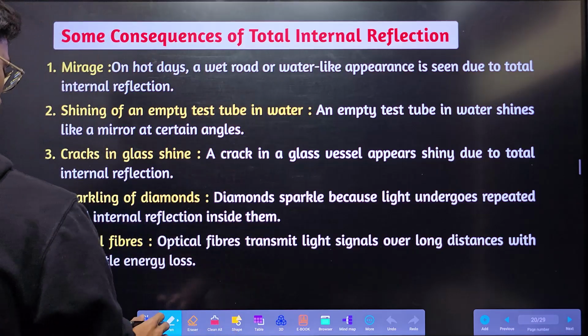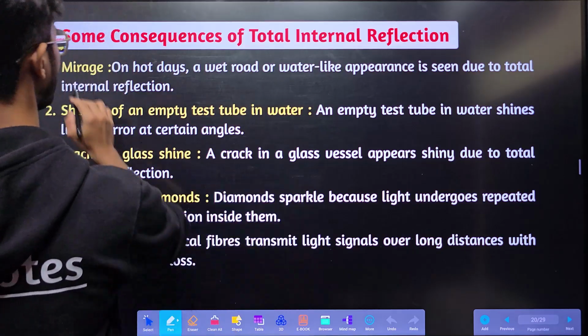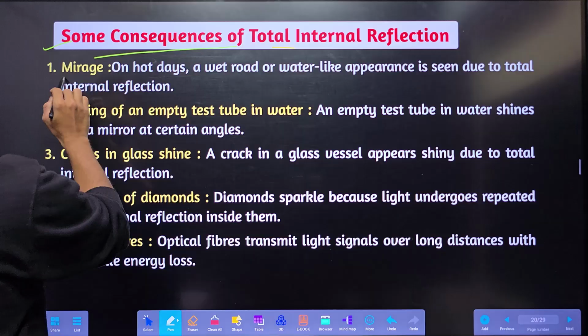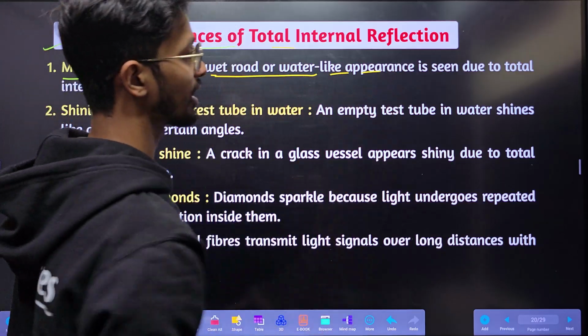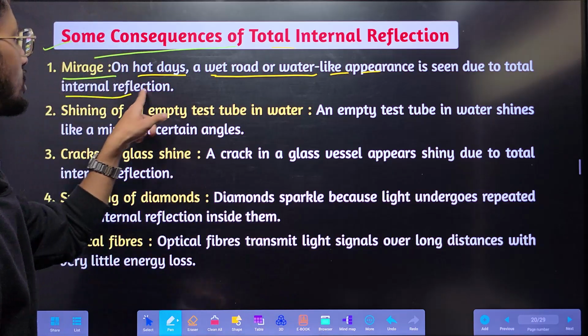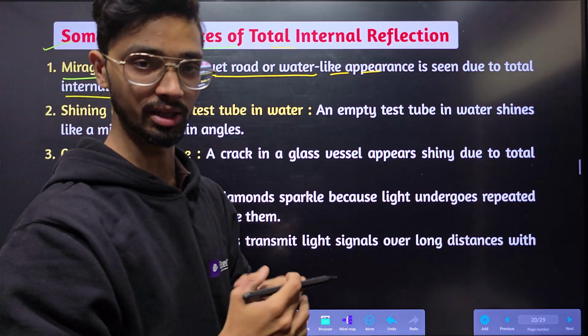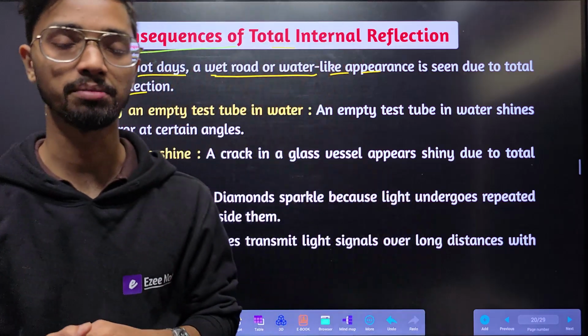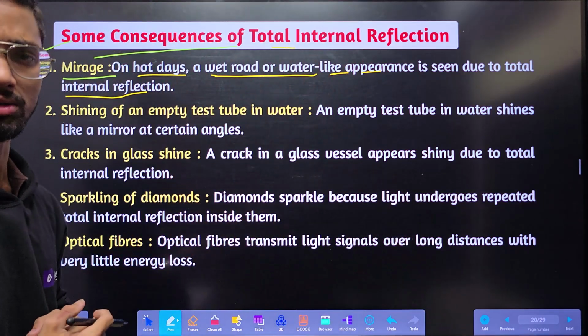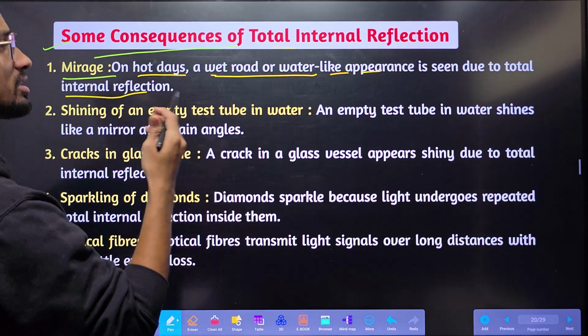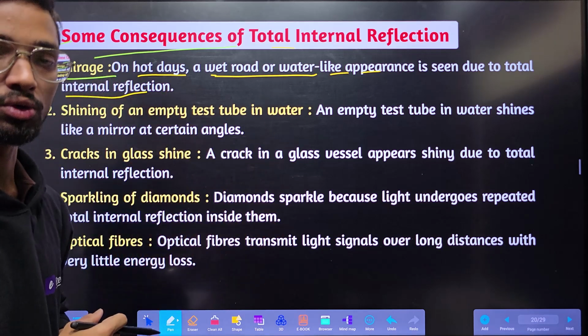Next, some consequences of TIR. One is the mirage. On hot days, what happens? A wet road or a water-like appearance is seen due to total internal reflection. It is seen in desert-type places. We can see a wet road type thing, but there will be no wetness. It will be dry itself, but it will look like that due to TIR.